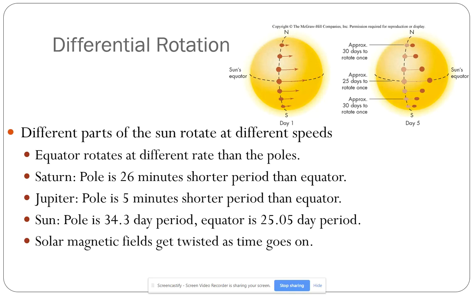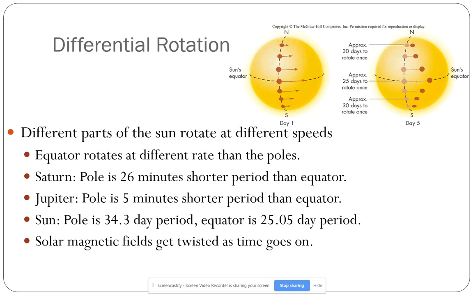The sun is not the only rotating fluid object we have in our solar system. We also have all of the Jovian planets. And the Jovian planets also show this differential rotation. So here I have, on Saturn, the pole takes 26 minutes less time than the equator. So on Saturn, the pole is rotating faster than the equator, just the opposite of the sun. On Jupiter, the pole is 5 minutes shorter.